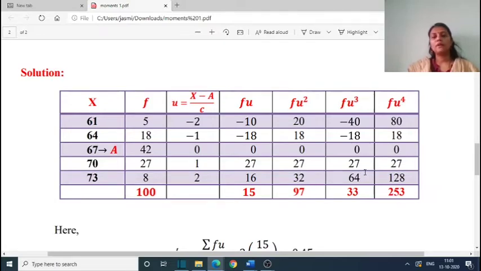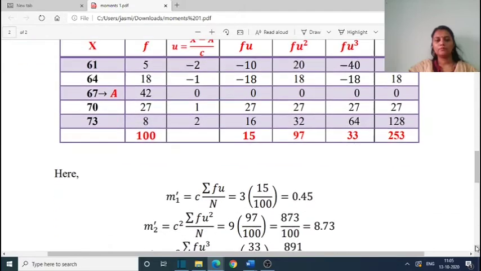Now we have to find fu raised to 4. Fu raised to 4 is equal to 80, minus 40 into minus 2, 80 minus 80 into minus 1, 18, 0, 27 into 1 27, 64 into 2 128, and total is 253.